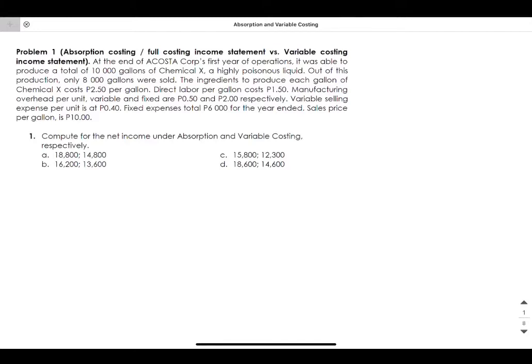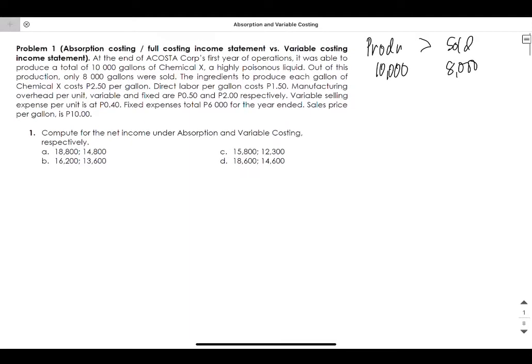Okay, so for our first problem, our production total is 10,000, and our units sold totaled 8,000. Definitely, your production is greater than sales. Okay, and then let's solve first net income under absorption costing.